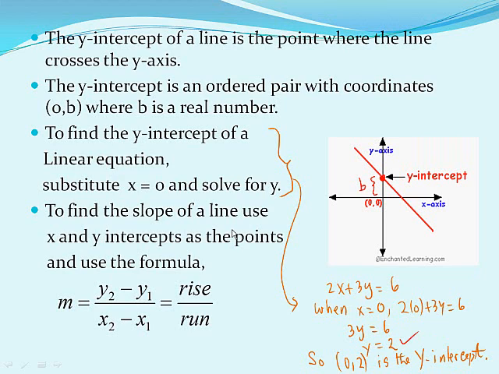To find the slope of a line, use the x and y intercepts as the points and use the formula m equal to (y2 minus y1) over (x2 minus x1).